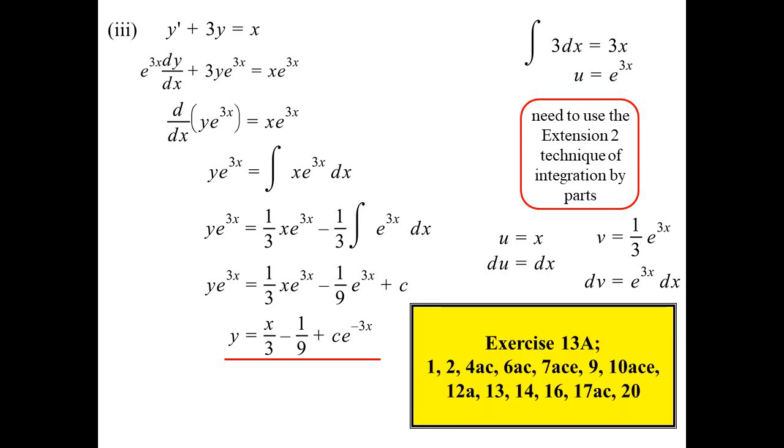Okay, so let's play 13a. Oh, it's all rhymed.